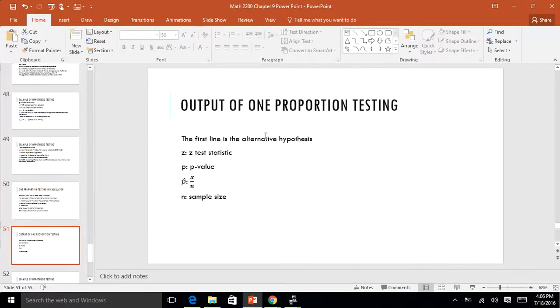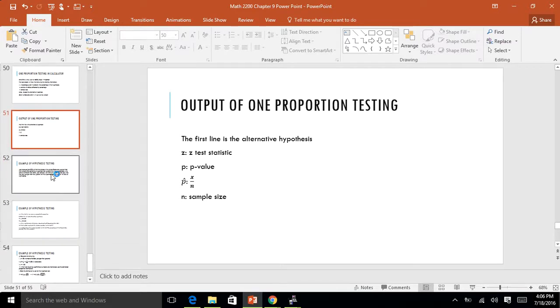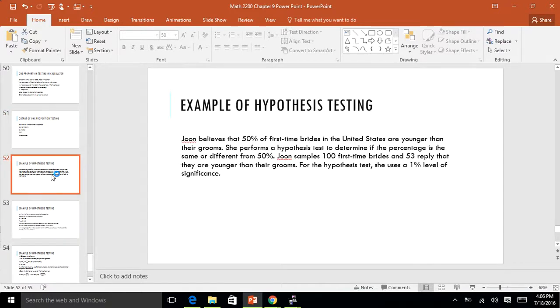So the output you get is the first line will be the alternative hypothesis. The Z is the Z-test statistic. The P is the p-value. But don't get that confused with p hat, which is X over N, and N is your sample size. So the best way to see these is just to do one, okay?